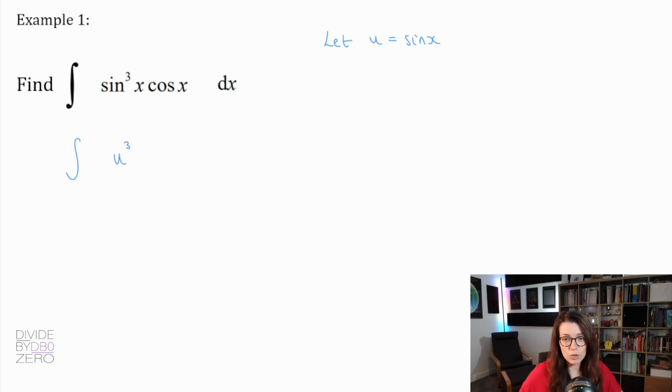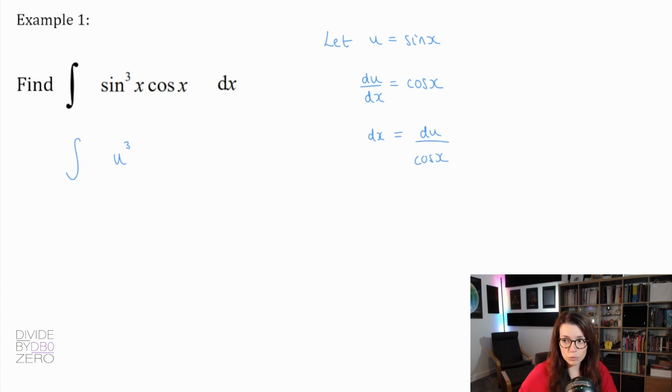After you've decided what you want u to be, the next thing you should do is differentiate it. So du dx, which in this case would just be cos x. The reason we need to do that is because we also need to replace the dx in the integral. So we're going to rearrange this expression to make dx the subject, and that will be du over cos x.